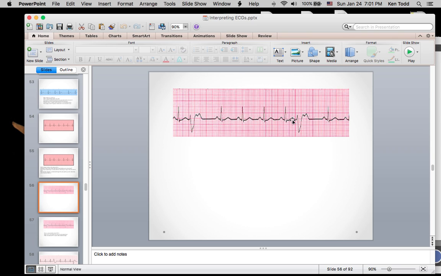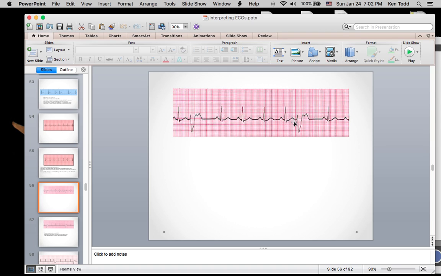Now, does this look like it's coming early or late? In other words, am I anticipating this next heartbeat to have already started by here? I'm not. If I walked out my R to R interval, I would expect my next R wave to be around here, but this is coming early. So I know it's a premature beat. It's not an escape beat due to a slow rhythm.